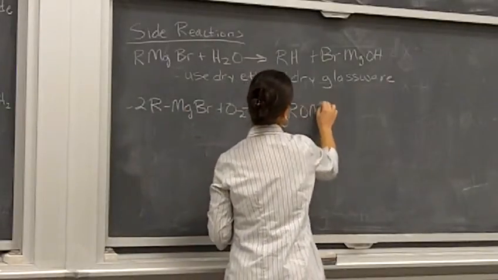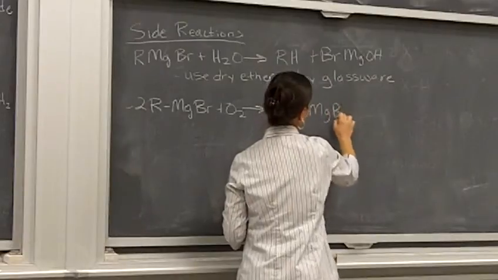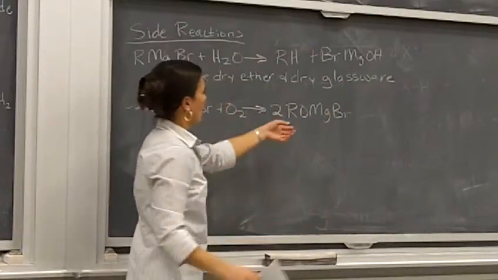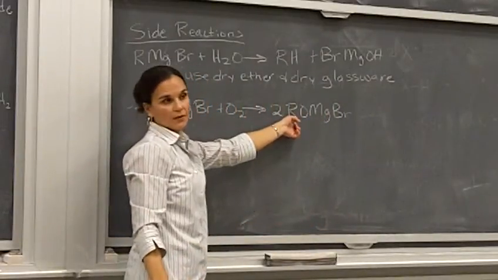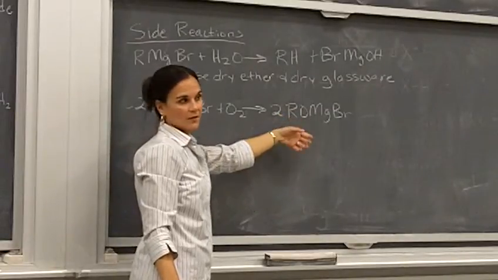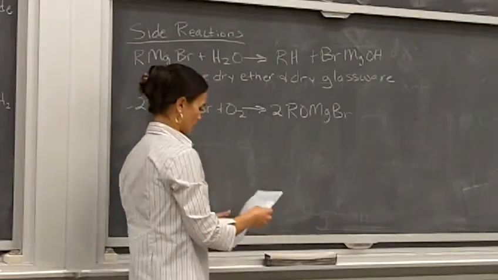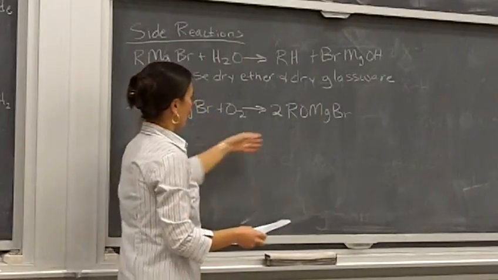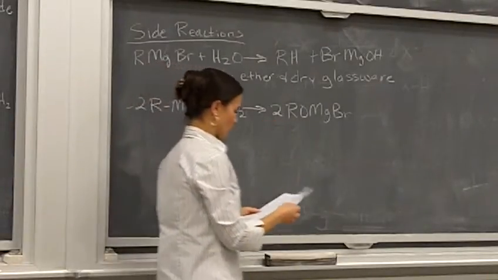And so this is the species we would form, again, not our Grignard reagent. So it's not going to react like a Grignard reagent anymore. We've now inserted oxygen in there, and so this is beyond it being able to react as a Grignard reagent.